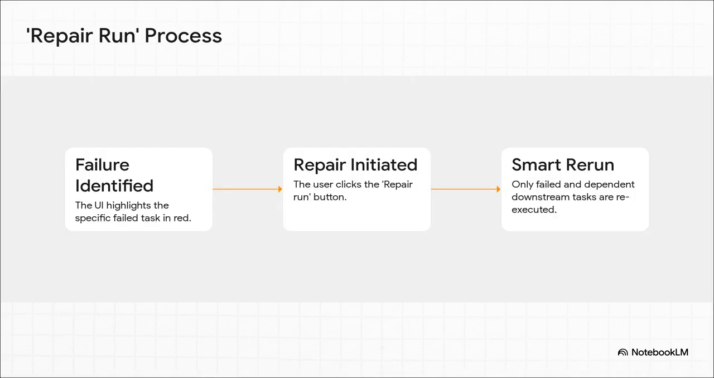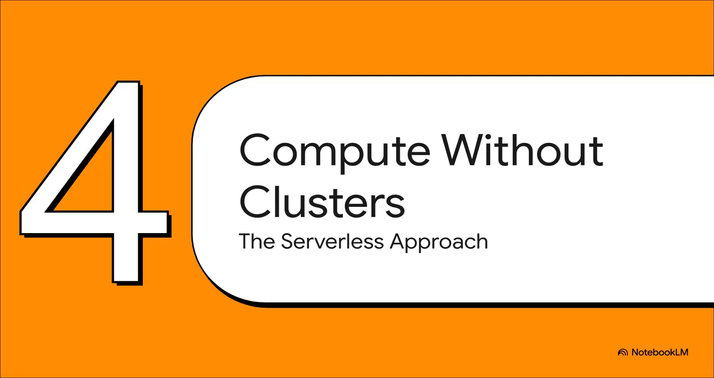But now, there's a much smarter solution called Repair Run. The system sees a task fail and flags it for you. Then, you just click a button, and it intelligently reruns only the task that broke and anything that came after it. It's like performing precision surgery instead of a full reboot. So much better.